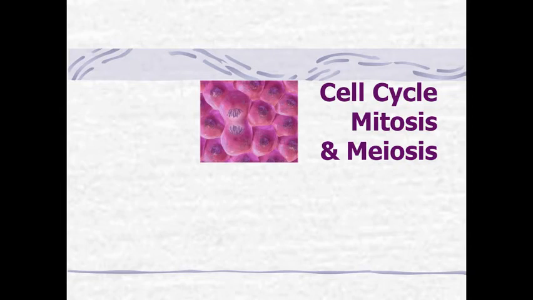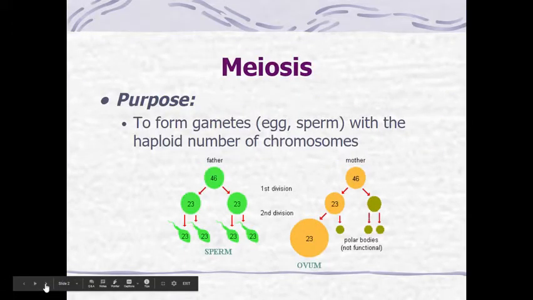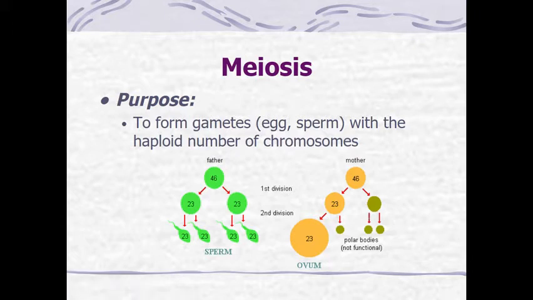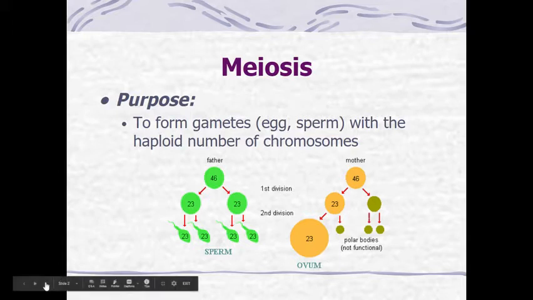This section of notes is on another cell division process called meiosis. The purpose of meiosis is to form gametes. The gametes are special cells. They're the egg and the sperm cells. And these cells will have the haploid number of chromosomes. So almost all of our cells divide by mitosis, but there's two special cells, egg in females, sperm in males, that are produced by this special process alone, meiosis.